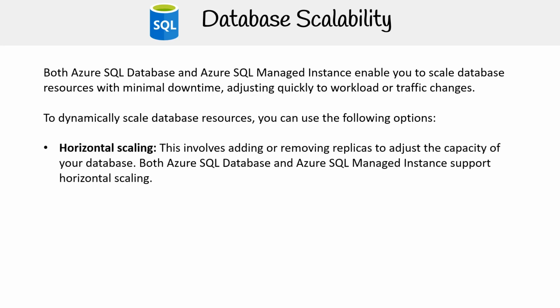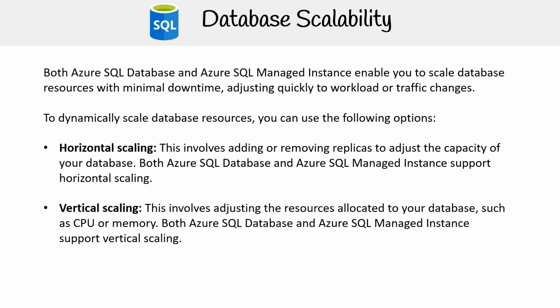Horizontal scaling. This involves adding or removing replicas to adjust the capacity of your database. Both Azure SQL Database and Azure SQL Managed Instance support horizontal scaling. Vertical scaling. This involves adjusting the resources allocated to your database, such as CPU or memory. Again, both Azure SQL Database and Azure SQL Managed Instance support vertical scaling.